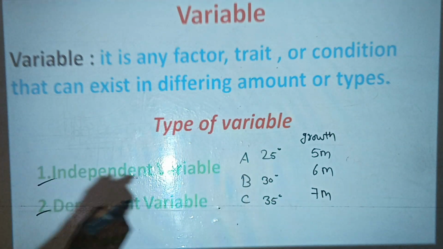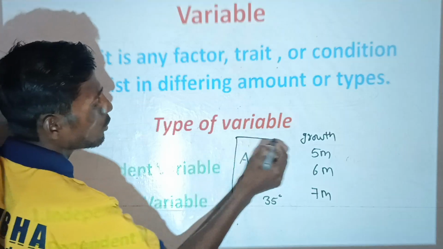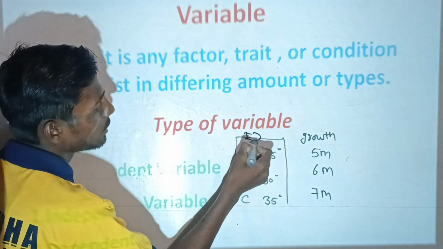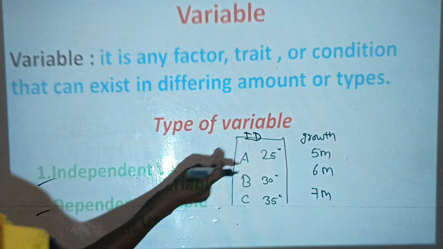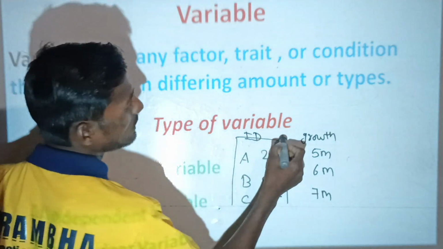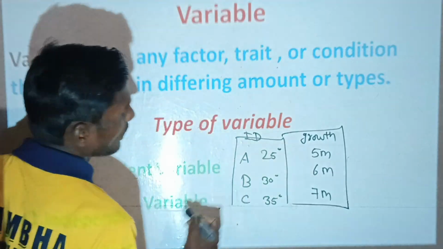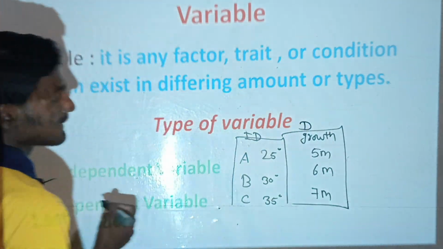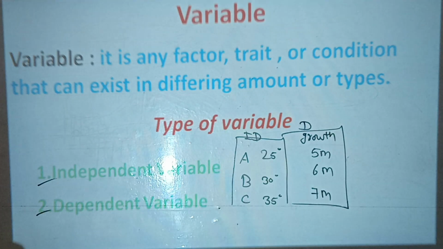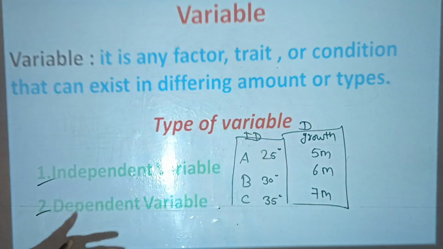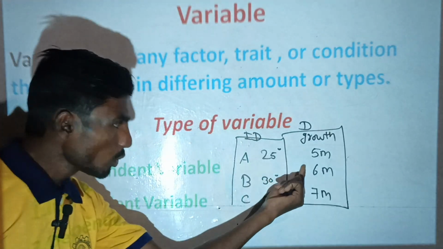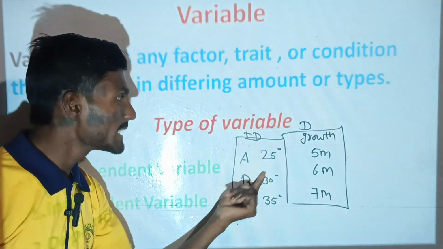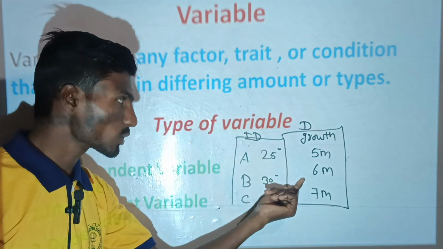So these are the first columns. We call the temperature the independent variable, denoted by ID. And the growth in the second column we call the dependent variable, denoted by D. So here the growth rate depends on the temperature. If you vary the temperature, its growth automatically changes.